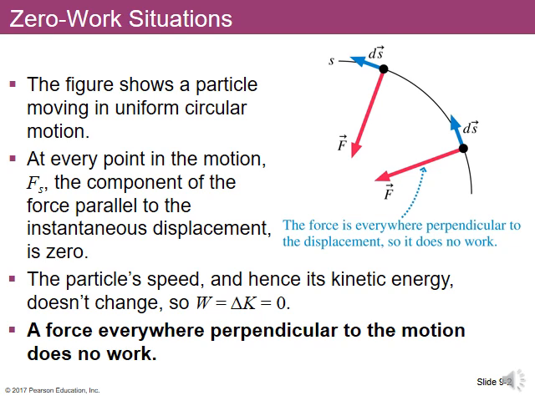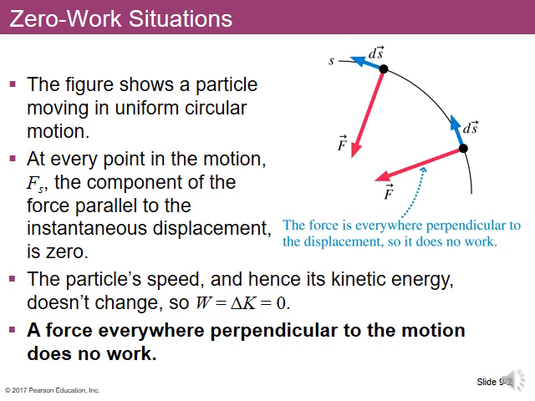a little bit confusing. There are a few situations in which there can be a force applied to an object, but there's no work done. Remember that we said that in order for there to be work done, there has to be a force that's applied, there has to be a displacement of the object, and at least some part of that force has to be in the direction of the displacement.